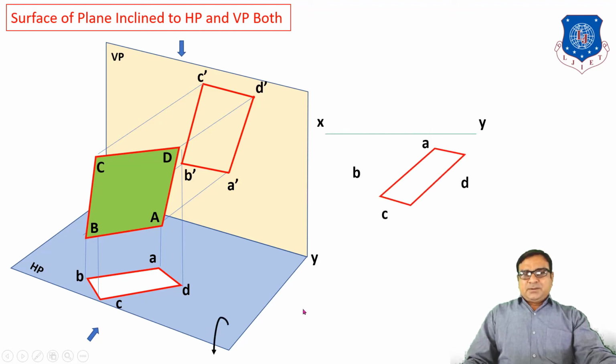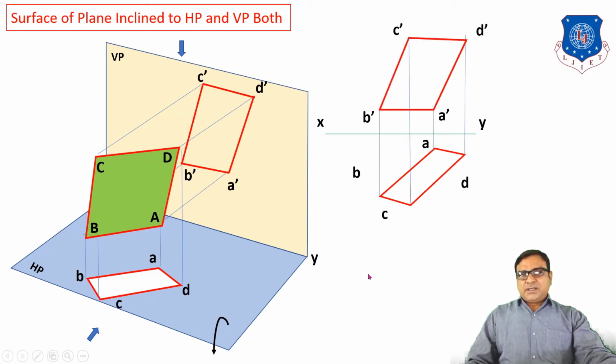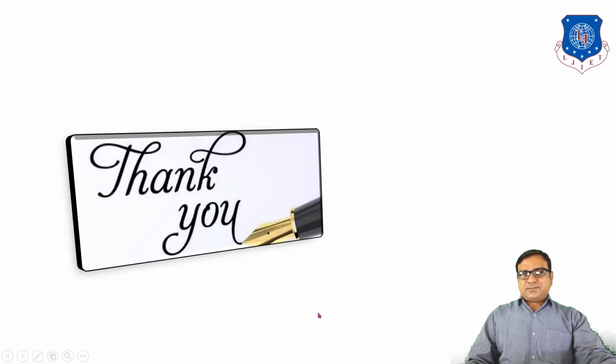So after moving the HP clockwise 90 degrees, you can draw ABCD and the front view A dash B dash C dash D dash. This is the front view and top view when the surface is inclined to both reference planes.